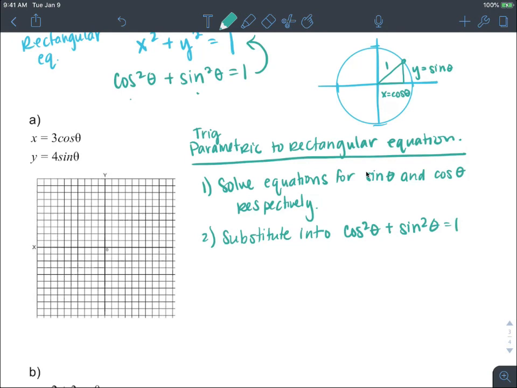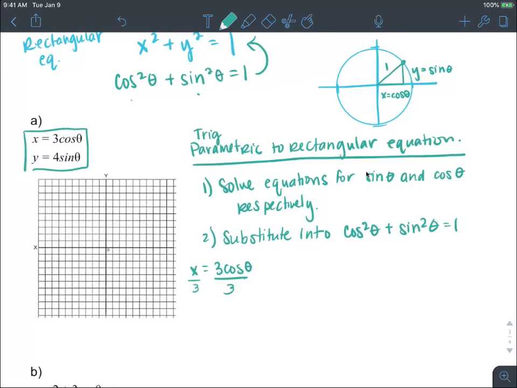Okay, so we have our two equations here. Let's start with the top. X is equal to 3 cosine theta. We're going to divide by 3 because 3 is on the outside. I can do that. Cosine theta is equal to x over 3. All right. And then for the y's, 4 sine theta. Again, 4 is on the outside. It's not on the inside here, so we can divide. So sine theta is equal to y over 4.